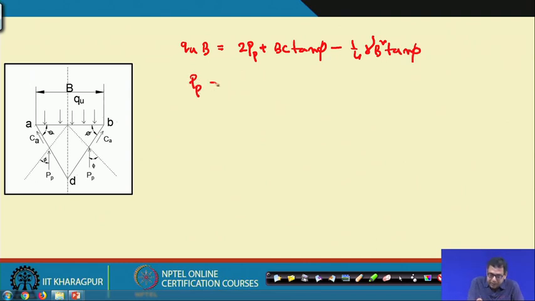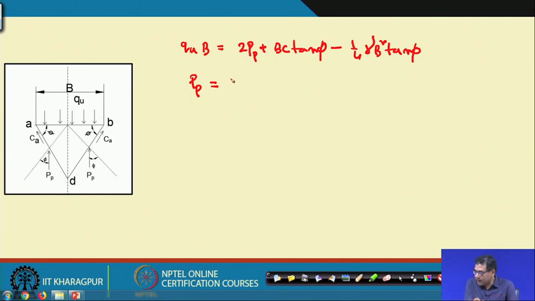Now, P P is a function of 3 factors. That means PP, the passive resistance, is coming for three reasons. The first reason, the passive resistance is coming from the cohesion of the soil. The second one, the passive resistance is coming due to the weight of the soil. And the third reason is the passive resistance is coming due to the surcharge that is applied, because as I mentioned, the soil above the base of the foundation is taken as a surcharge which is acting on the base of the foundation. So, that surcharge will contribute to the passive resistance. So, that means there are three contributions: one due to the surcharge, then due to the cohesion of the soil, and due to the weight of the soil.